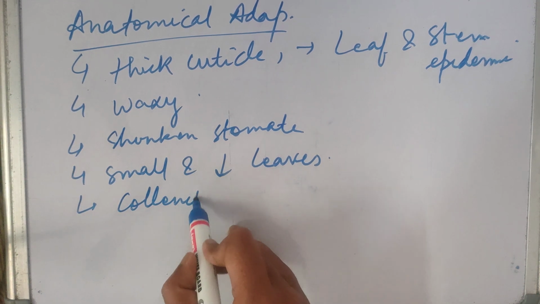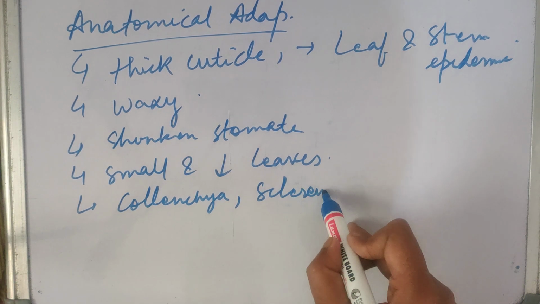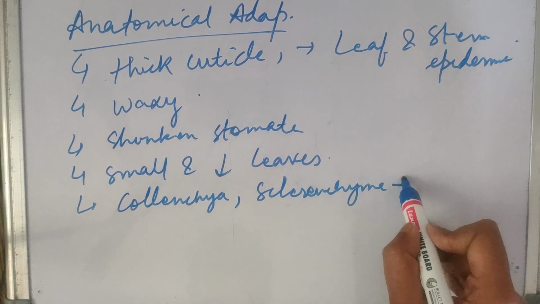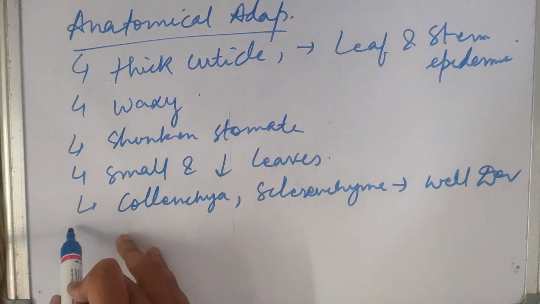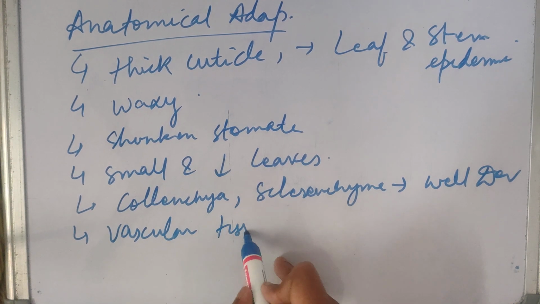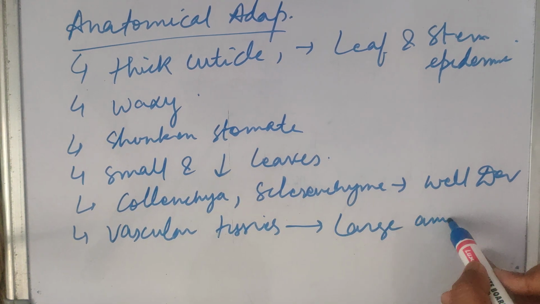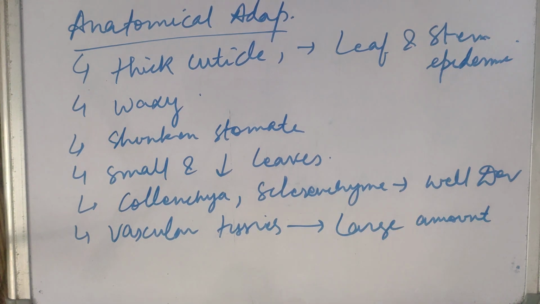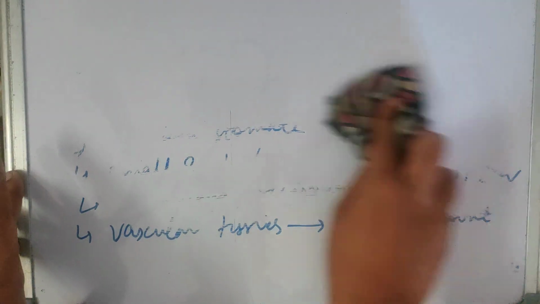Mechanical tissues such as sclerenchyma are well developed. Vascular tissues are present in large amount. So these are some of the anatomical adaptations. I hope you all understand how plants adapt to xerophytic or xeric conditions.